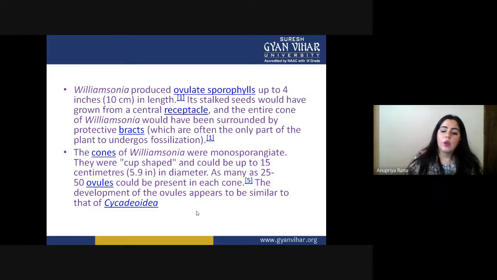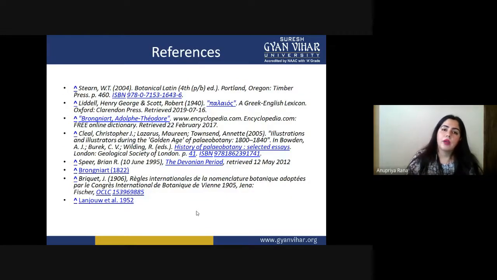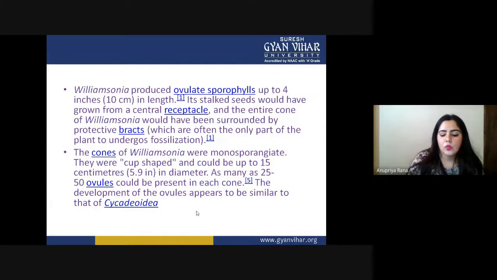So this was all about the fossil plants, the special fossil plants. Now I think you have enough knowledge about what kind of fossil plants there are. But the question is, why are we studying this? Why do we have to know about fossil plants? How will they be of use to us, or what knowledge do we get when we study fossilization?